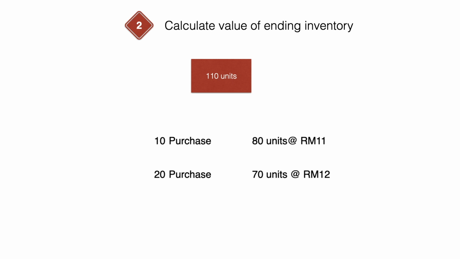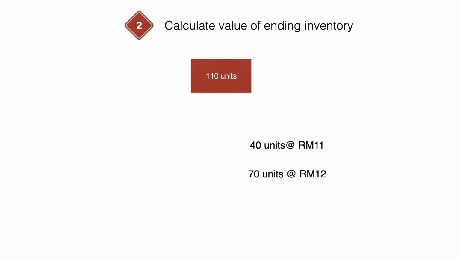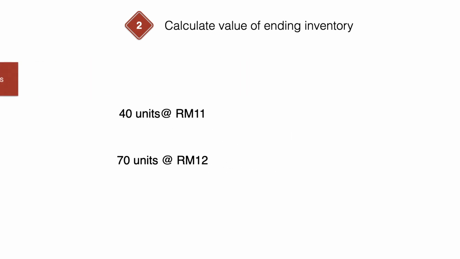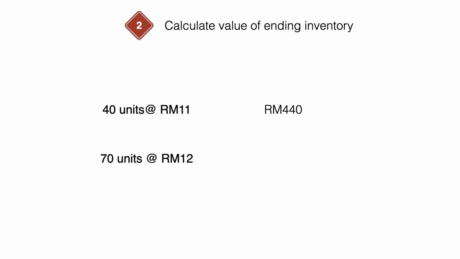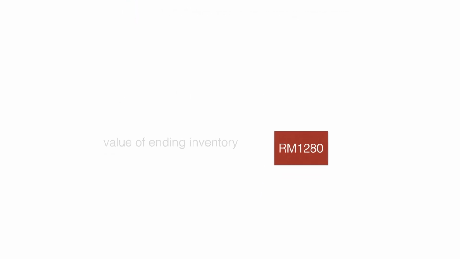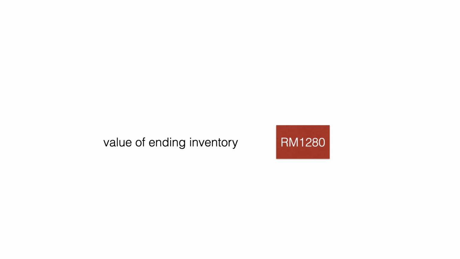For 10 April, we only consider 40 units to get the 110 units we just calculated. So these are the latest units that we have: 40 units at a cost of RM 11 and 70 units at a cost of RM 12. The total for both is 1,280. This is the value of ending inventory.